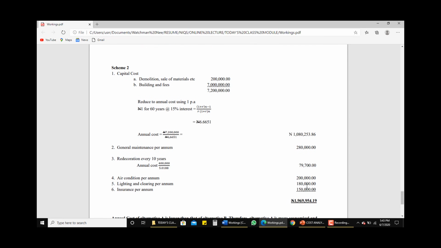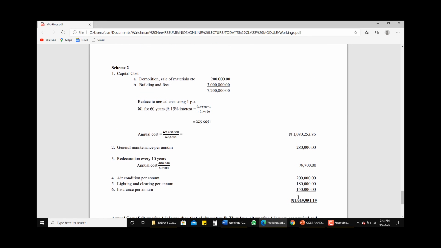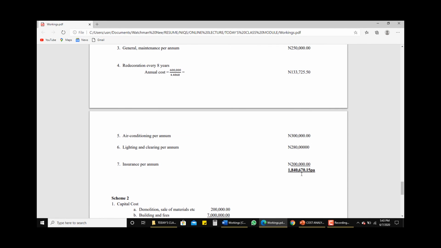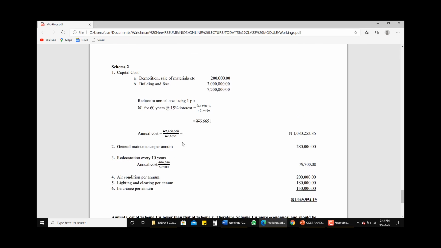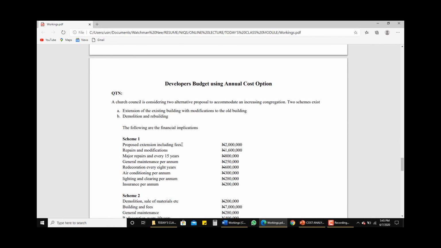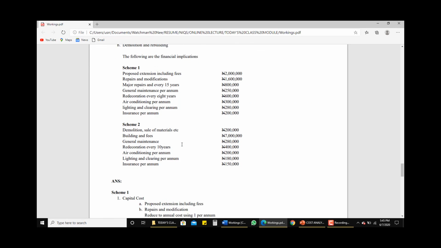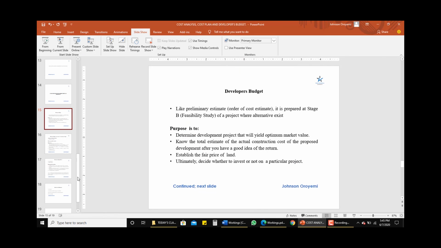Now, if you look at the two schemes, the annual cost for scheme 2 is higher than that of scheme 1. So, since the annual cost of scheme 1 is lower than that of scheme 2, therefore scheme 1 is more economical and should be adopted. So, that's that on preparation of developers' budgets using the annual cost option. So so far so good.